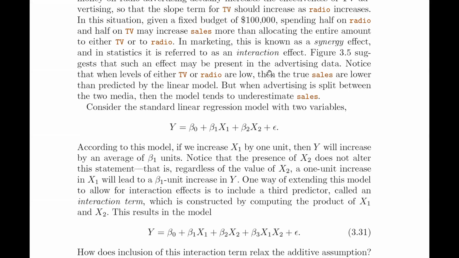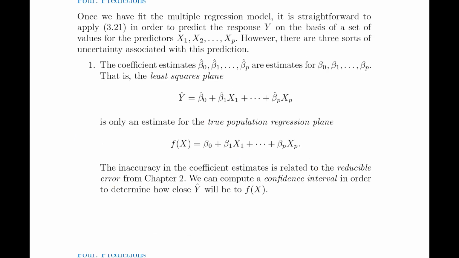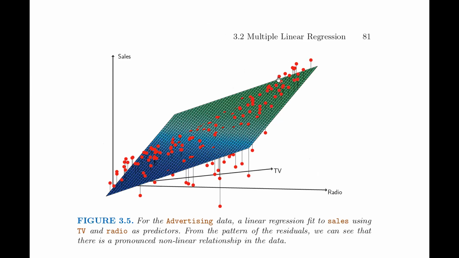Figure 3.5 suggests that such an effect may be present in the advertising data. Okay. Notice that when levels of either TV advertising or radio advertising are low, then the true sales are lower than predicted by the linear model. But when advertising is split between the two media, then the model tends to underestimate sales. So you're underestimating the sales when your advertising budget is split between TV and radio.